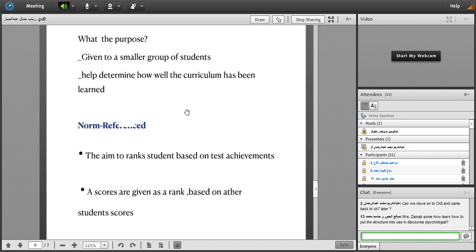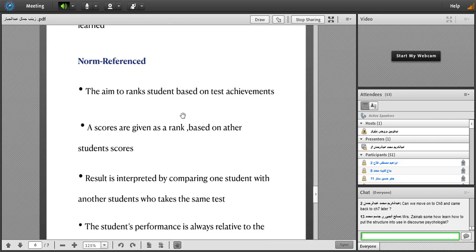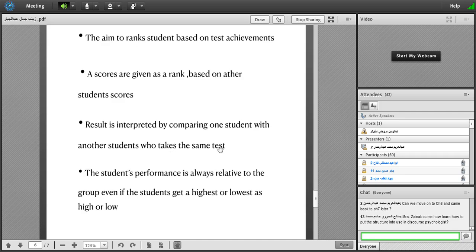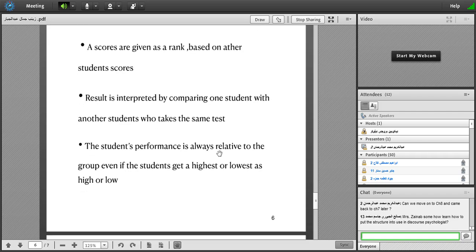This aims to rank students based on test achievements. The scores are given as a rank based on other students' scores. So here it compares: I take one student and I compare with another one. The result is interpreted by comparing. As I said before, I take one student and compare with another student who takes the same test. The student's performance is always relative to the group, even if the student gets higher or lower.